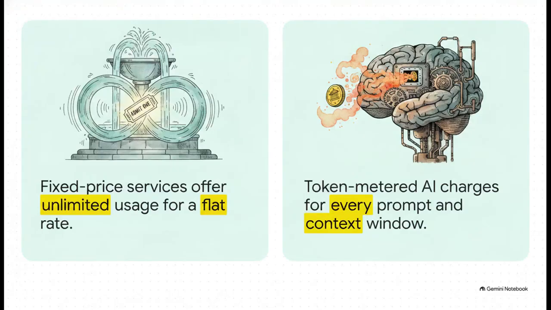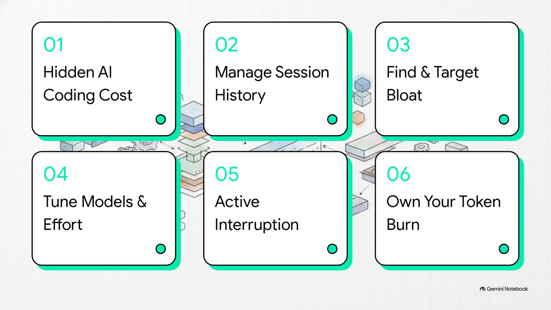Think about the subscriptions you're already used to. Fixed price services like Netflix, Spotify, or your gym. They offer a flat rate. You pay once, and your usage is essentially unlimited. But token-metered AI tools like Claude Code are an entirely different beast. Literally every prompt, every context window, and every single automated tool call costs tokens. And as we developers quickly figure out, it is surprisingly easy to burn through those usage limits way faster than you'd expect.